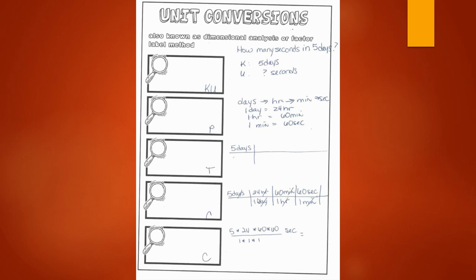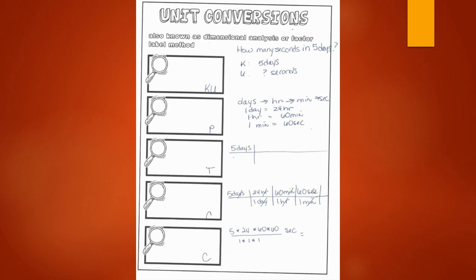Then we're left with canceling our hours, and we've got minutes up here in the top. So we're going to do the same thing. We've got 1 minute in the bottom, and we need to have 60 seconds in the numerator. And then we can cancel all of our units, and we're left with 5 times 24 times 60 times 60. It's going to be divided by 1. And our units are going to end up being seconds.